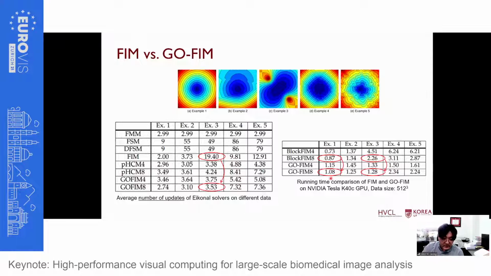And this one shows you another example here. Actually, example one is a very simple case. In this case, even though we are using the group order algorithm, we are not saving anything, because the original FIM is very efficient. So in this case, we are not making anything faster. But other than that, if we have some more complicated cases, definitely we have some benefit by using this algorithm.